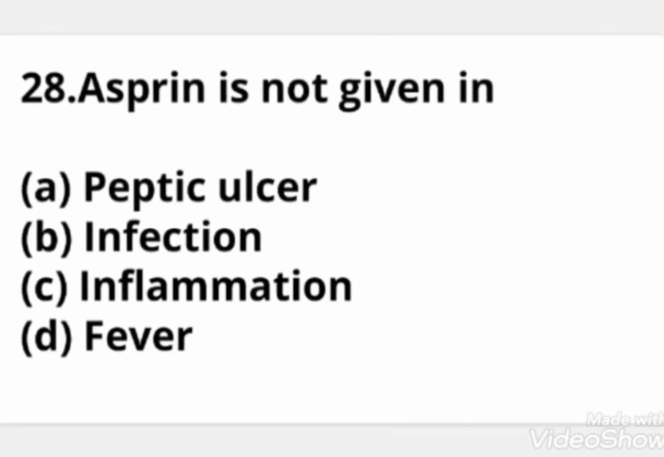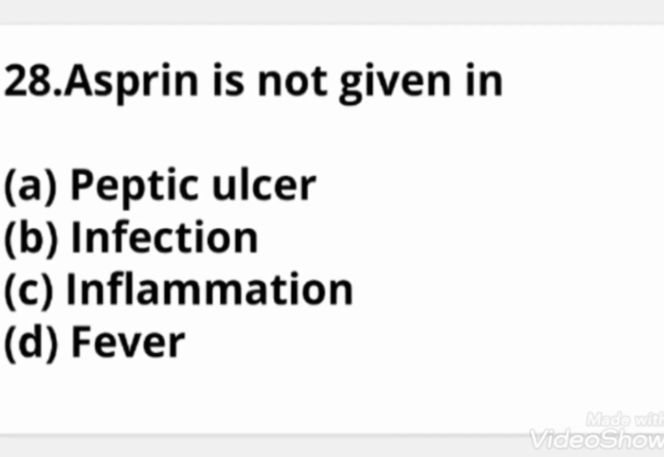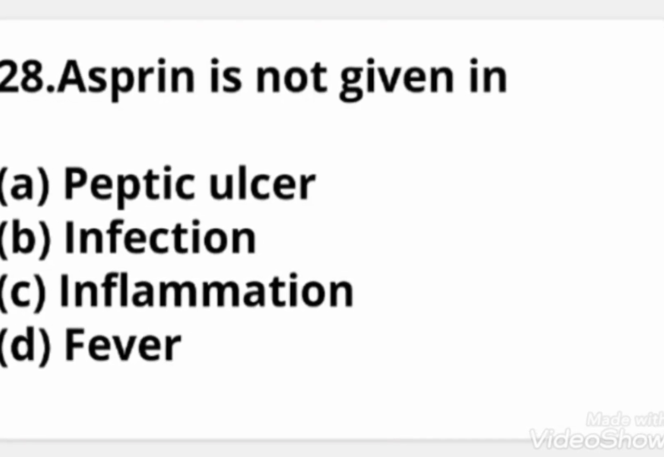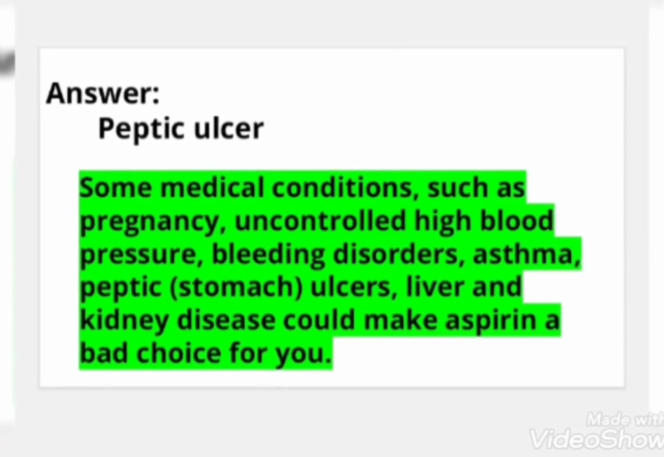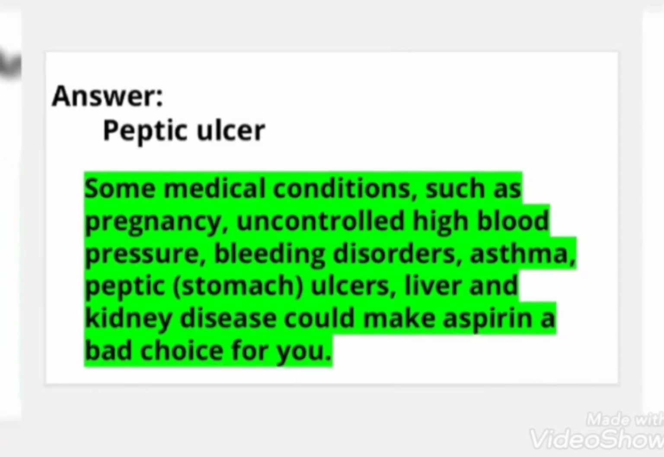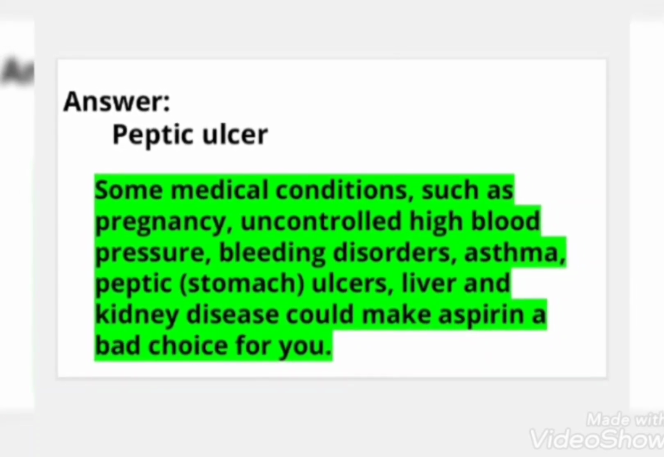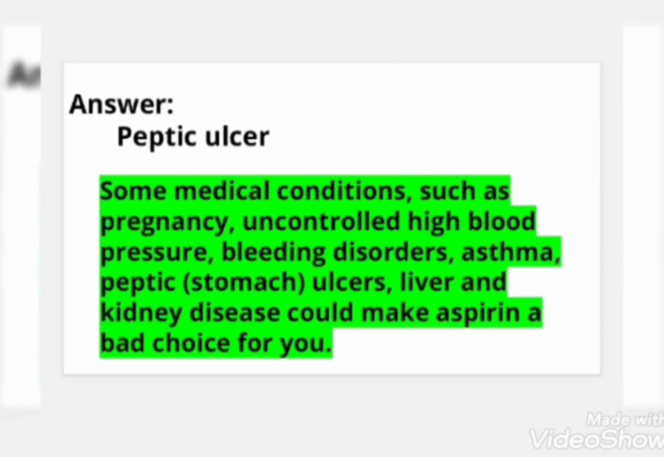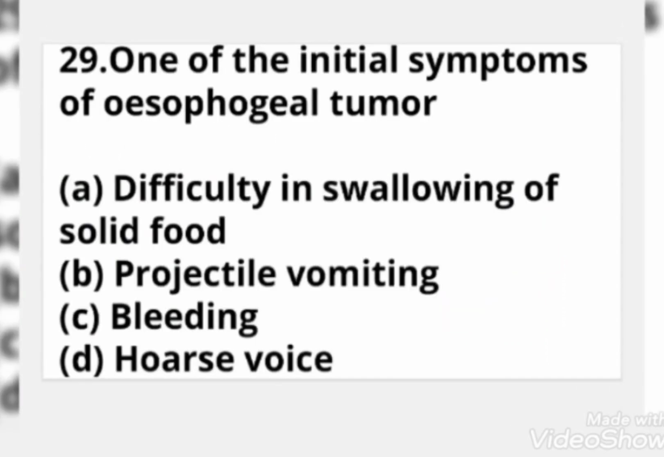28. Aspirin is not given in: A. Peptic ulcer, B. Infection, C. Inflammation, D. Fever. Answer: Peptic ulcer. Some medical conditions, such as pregnancy, uncontrolled high blood pressure, bleeding disorders, asthma, peptic stomach ulcers, liver and kidney disease could make aspirin a bad choice for you.